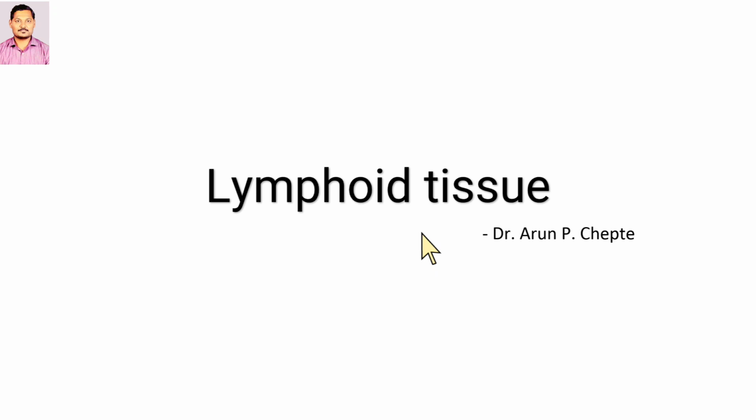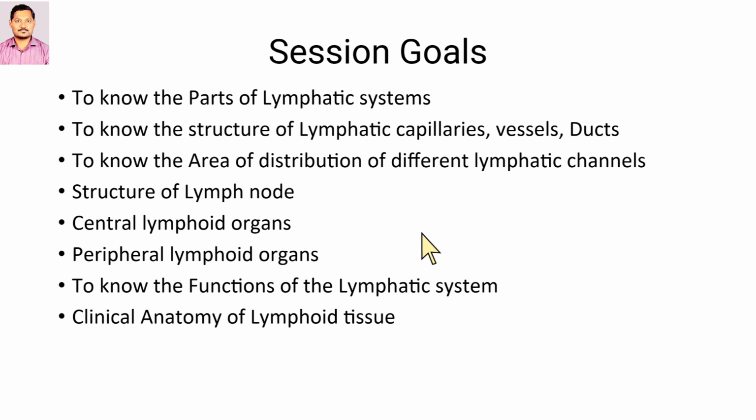Hello friends, today we will discuss the lymphoid tissue. Why is this tissue important, what are the parts of the lymphatic system, the structure of a lymphatic capillary vessel, and we'll know the area of distribution of different lymphatic channels.